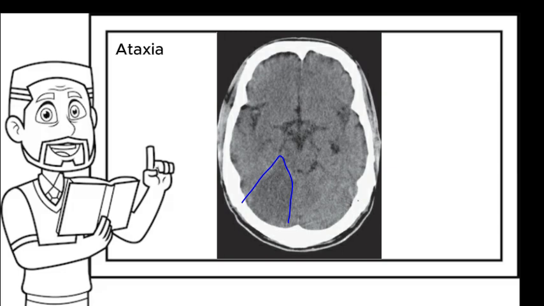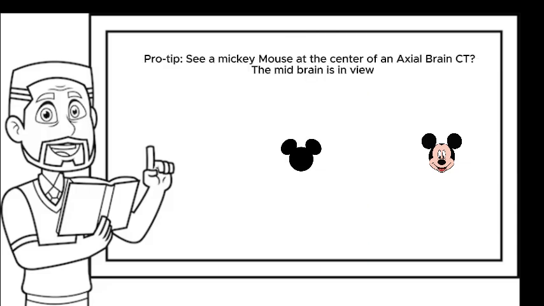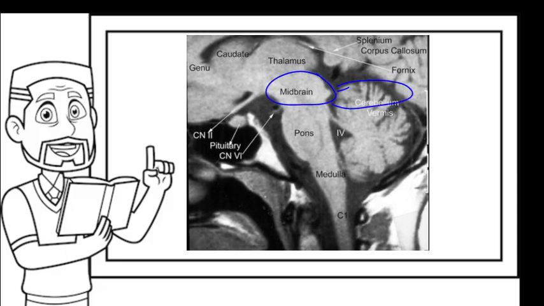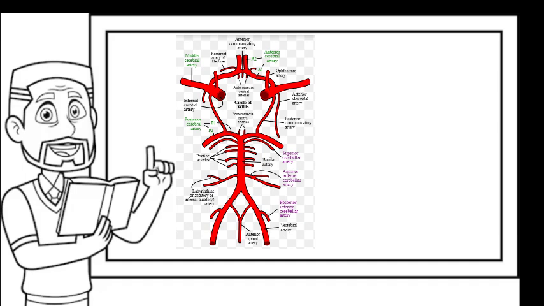How do we know this? Spot the obvious thing in this CT. It's the Mickey Mouse at the center. You see a Mickey Mouse, you think of the midbrain. At the back of the midbrain is the cerebellum. In fact, the superior part of the cerebellum. Easy peasy, right? Let's walk through the vascular territories.